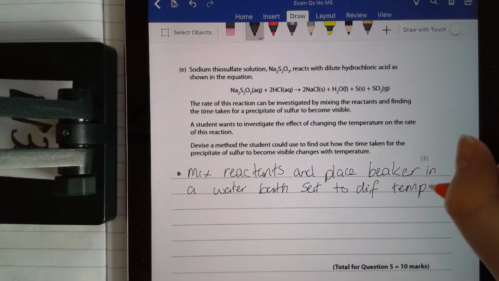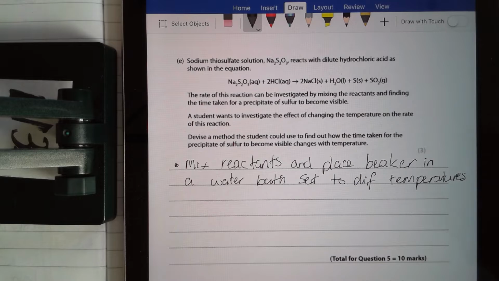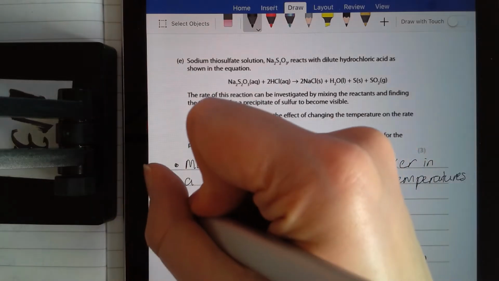So some way that you're going to change the temperature. You can talk about a hot plate, you can talk about a Bunsen burner, but just some way that you're going to control the temperature of the reaction. And place beaker in a water bath set to different temperatures.